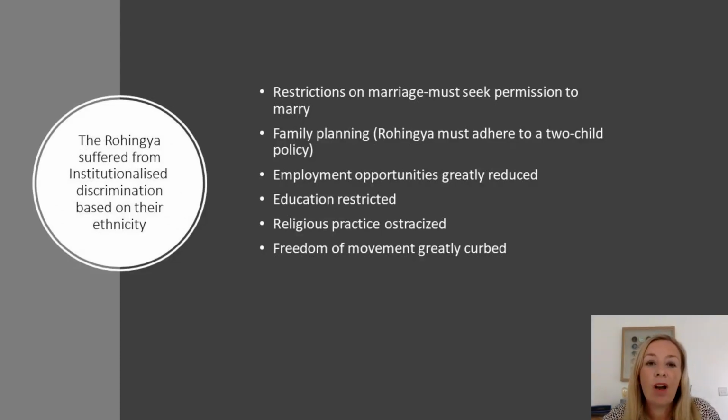So the Rohingya, before 2016, 2017, are suffering from institutionalised discrimination that's based on ethnicity. Just to give you an example of the kind of restrictions and inequalities that exist. There are restrictions on marriage: if you are a Rohingya couple, you must seek permission to marry. There are strict rules surrounding family planning: the Rohingya must adhere to a 2-child policy. Employment opportunities were greatly reduced in Rakhine State. Education was restricted, religious practice was ostracised, and the freedom of movement was greatly curbed.